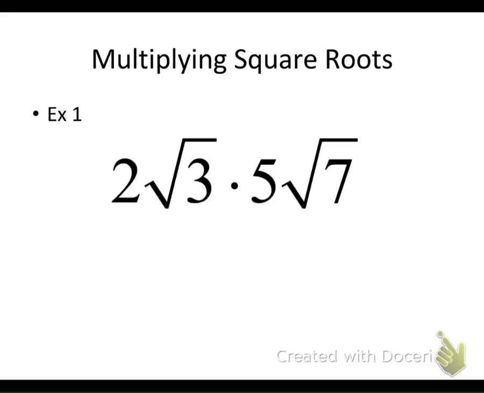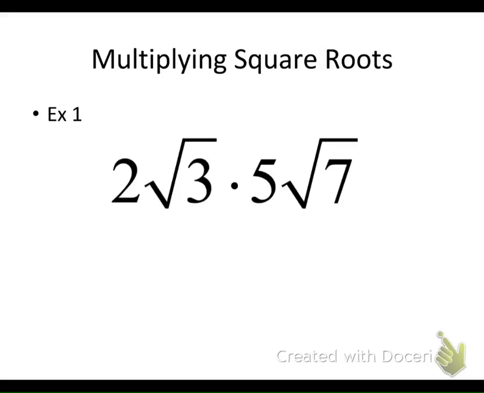Now, when you're multiplying square roots, usually you'll first have to simplify that square root. But looking at these 2 square roots, can you simplify the square root of 3? No. Can you simplify the square root of 7? No. When we added and subtracted square roots, did we ever combine the coefficient with the radicand? No, we keep them separate, right? So when you multiply square roots, you're also going to keep them separate.